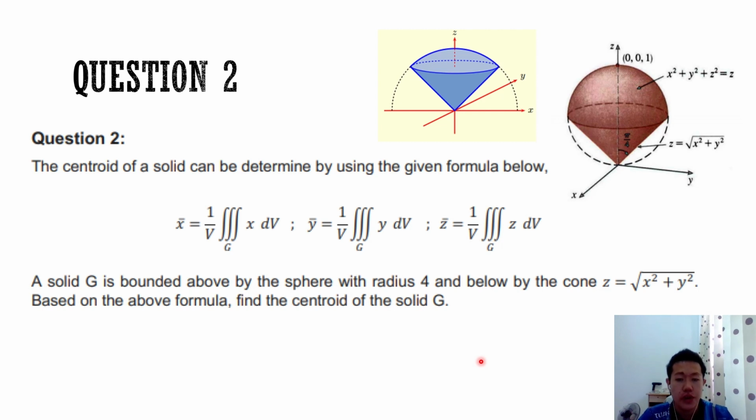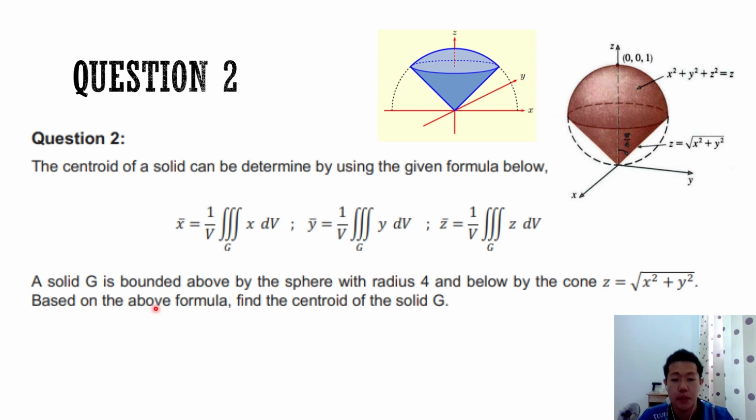So first of all, we need to find the centroid of the solid. From the question, the centroid of the solid can be determined by using the given formula below. Here, a solid G is bounded above by the sphere with a radius of 4 and below by the cone, with the equation z equal to the square root of x squared plus y squared.